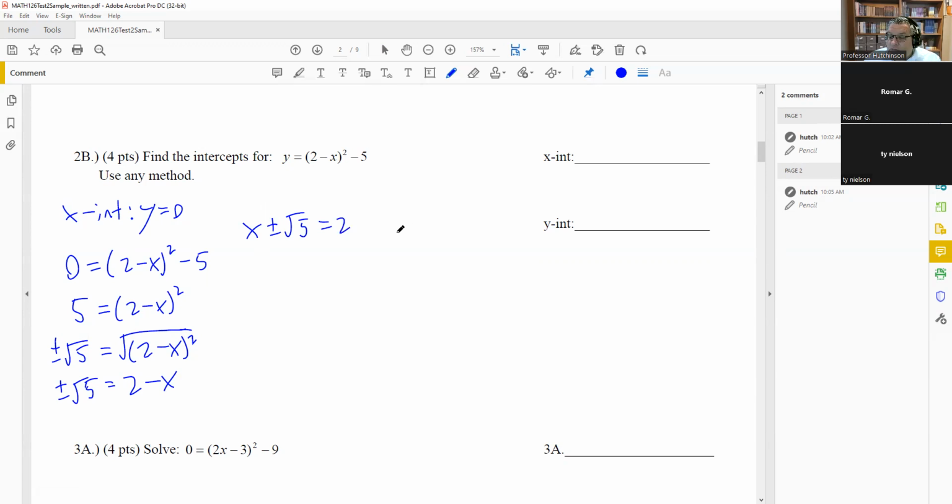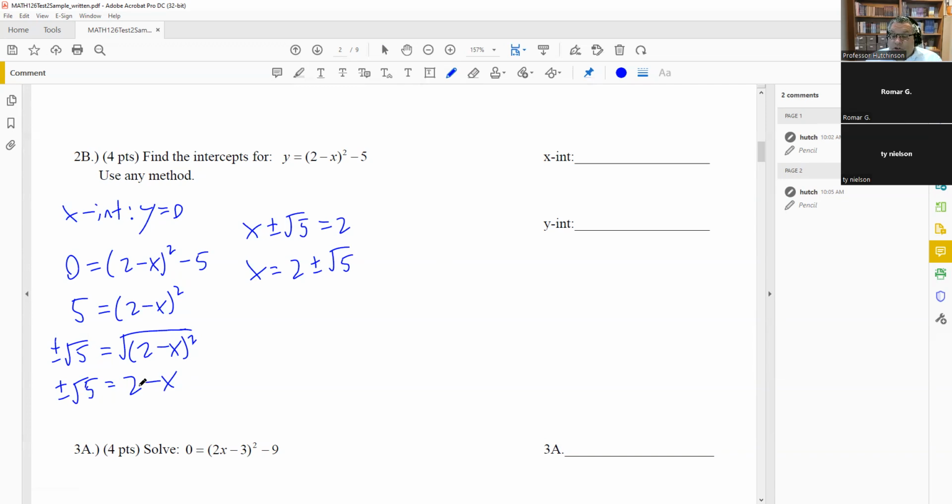Just like this, and then we can move this term over to the other side. Now, there's already a plus or minus sign in front of it, so if you move it across the equal sign, that's not going to change that. It's still going to be plus or minus. So you have 2 plus or minus root 5 is what you'll end up with.